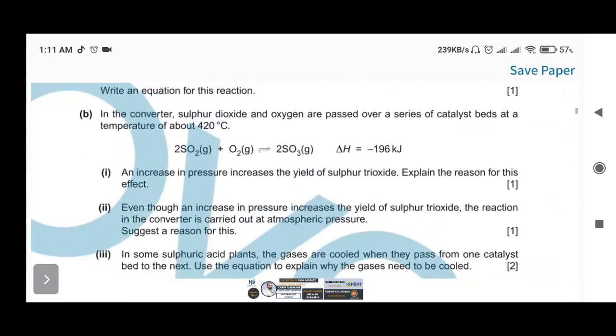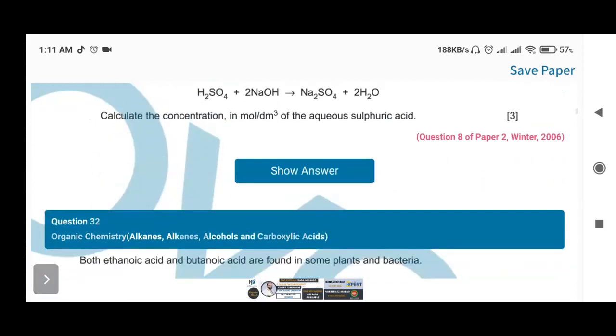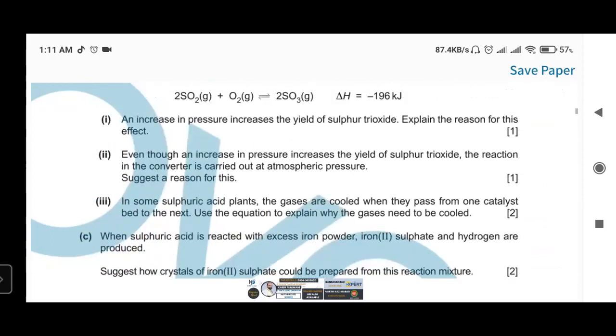Okay. This is basically not a question of organic chemistry. I don't know why they have given it here.